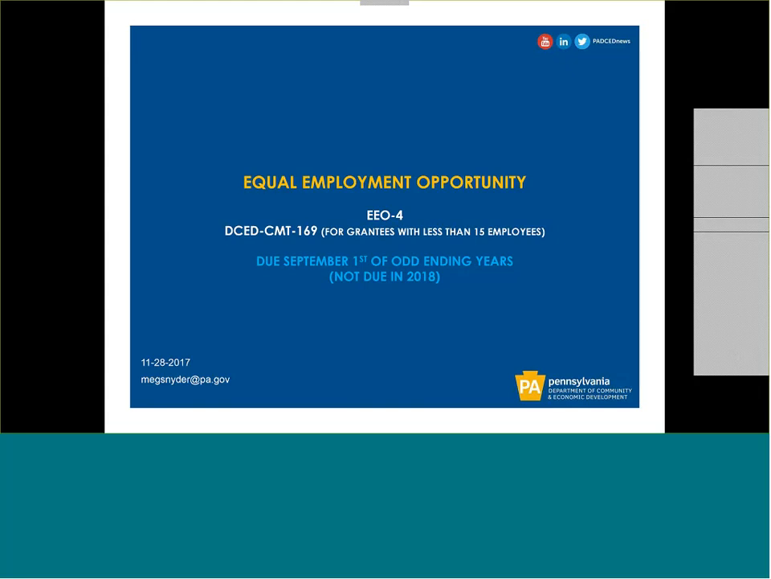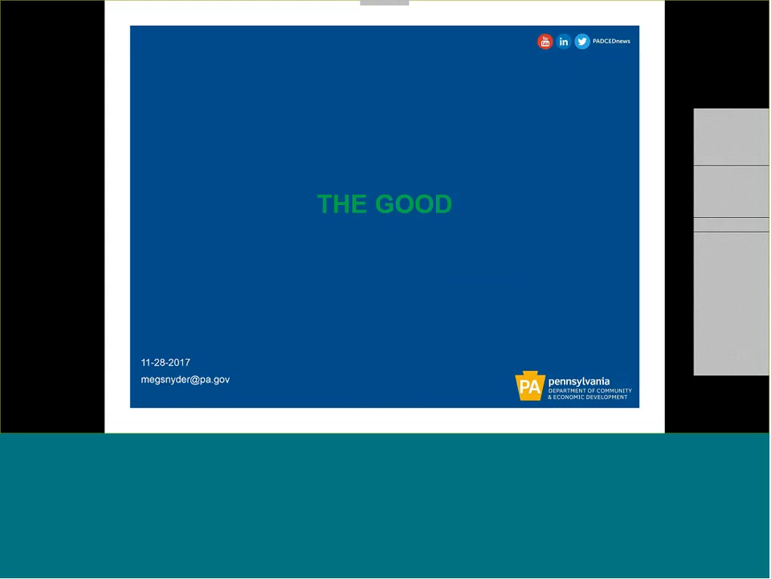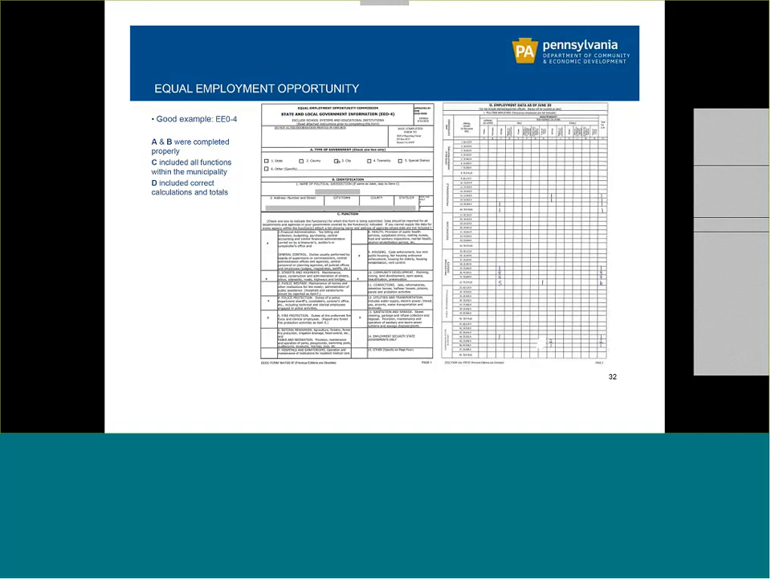So we'll go into the good. And I apologize how small these are, but those of you that filled these out or saw them when they got filled out know there's a lot of information on there. So here's a good example of the EEO-4 form. Everything was filled out correctly at the top in A and B. They had all that information filled out.